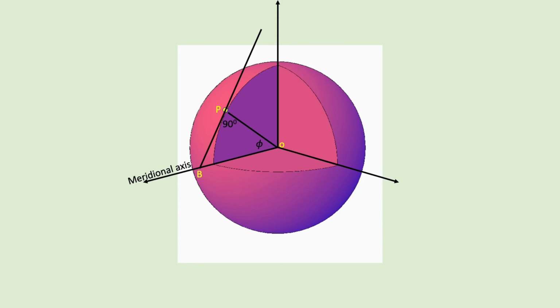This triangle POB is a right angle triangle because angle P is 90 degree, and angle PBO is equal to angle BPO minus angle POB, where angle BPO is 90 degree and angle POB is the angle of latitude of the place.